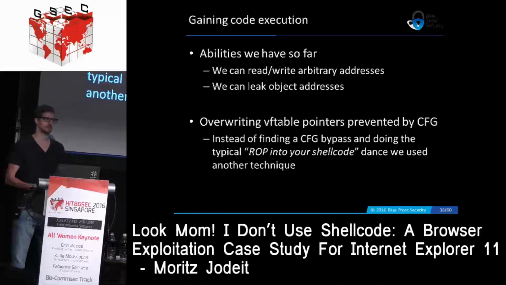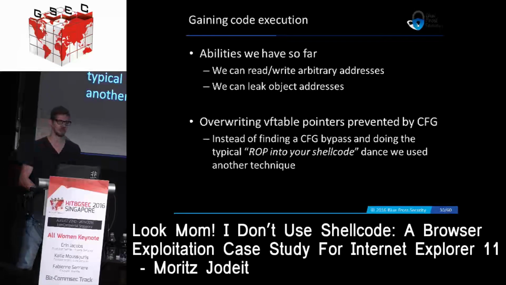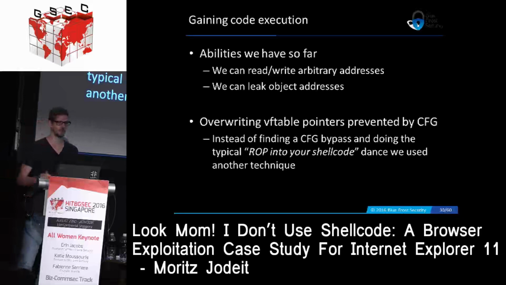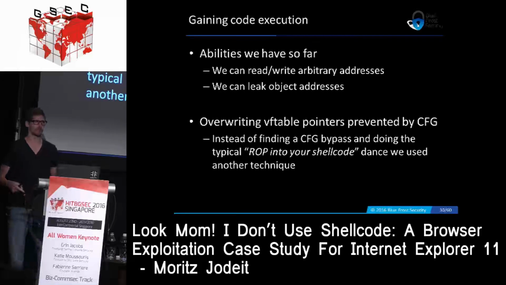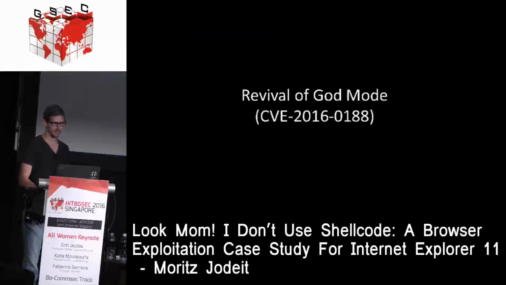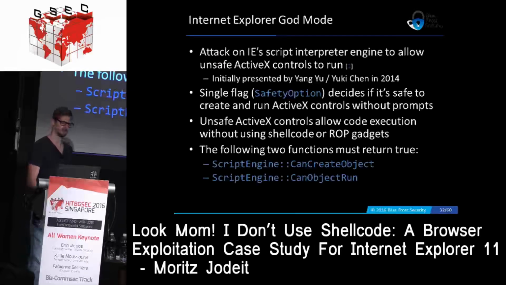So the most obvious thing to do is, okay, let's get the address of a JavaScript object, and we just overwrite the vtable pointer and get code execution. However, on the latest version of Windows, you have Control Flow Guard. So it's not that easy. I mean, you would need to find a CFG bypass, and it might be quite some effort. And also, using shellcode and ROP gadgets and all that stuff might give you some more work later on when we want to bypass EMET. So in the end, we decided to go another route, and namely, we were looking into God Mode.